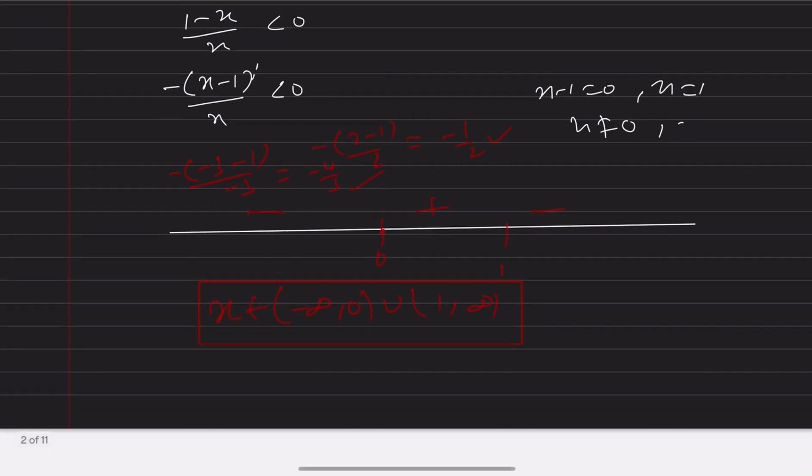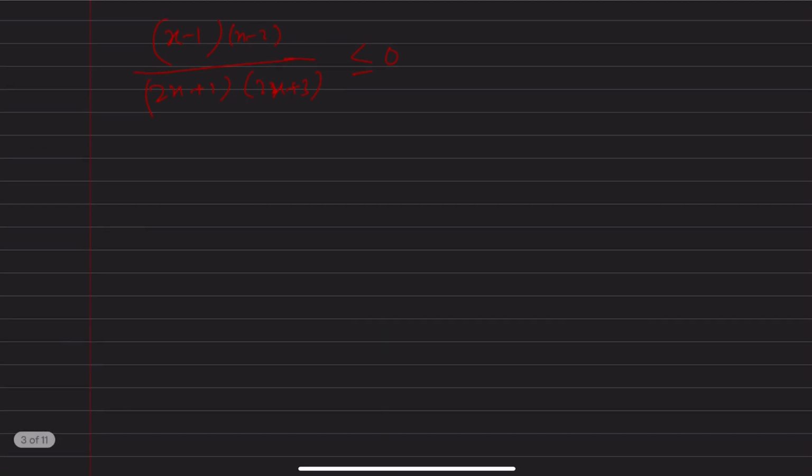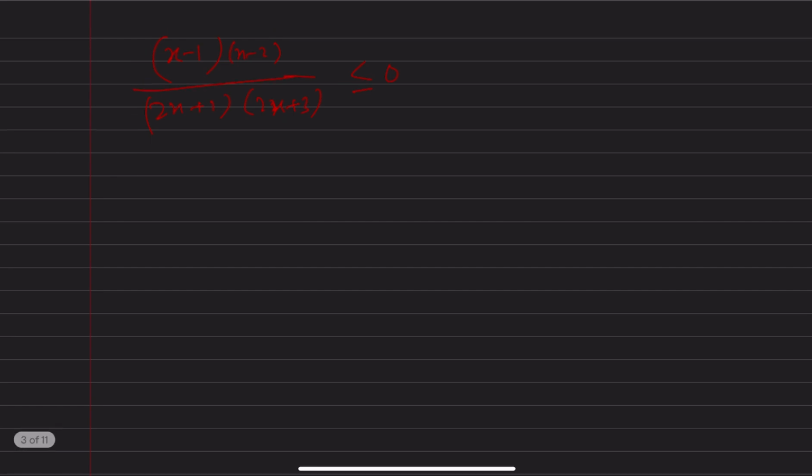Okay, now let me take another example. Here we have x minus 1 into x minus 2 divided by 2x plus 1 into 2x plus 3. This is an example and you have to find the solution. Put the inequality sign also. How do you find the solution? First of all, we have to see all the odd powers. x minus 1 has exponent 1, x minus 2 has exponent 1, 2x plus 1 exponent 1, 2x plus 3 exponent 1.